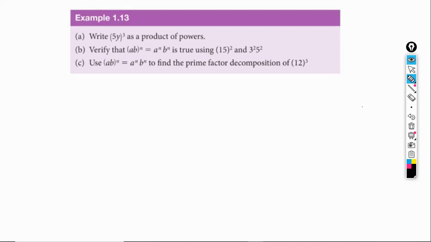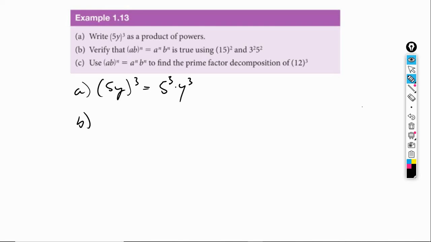Okay, so next we have example 1.13, and part A says write 5y cubed as a product of powers. So that's simply saying that 5y cubed is the same as 5 to the 3 times y to the 3. For part B, they ask us to verify that a times b to the n is equal to a to the n times b to the n is true by using 15 squared and 3 squared times 5 squared.